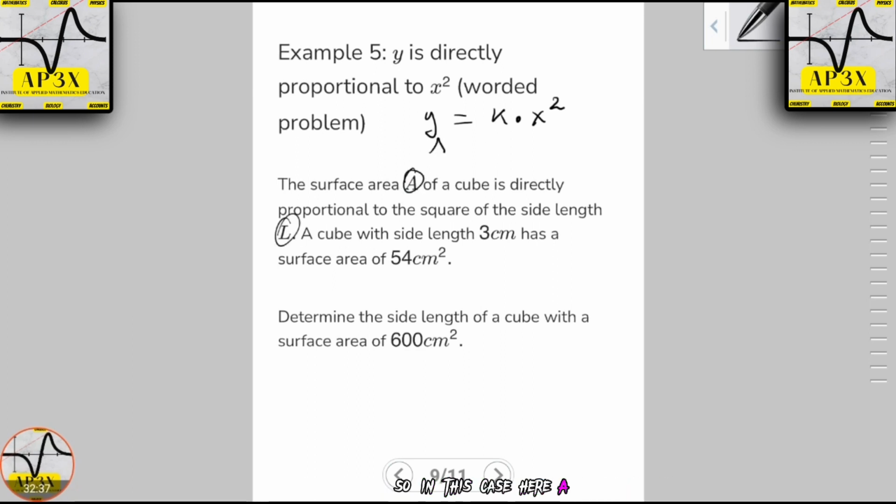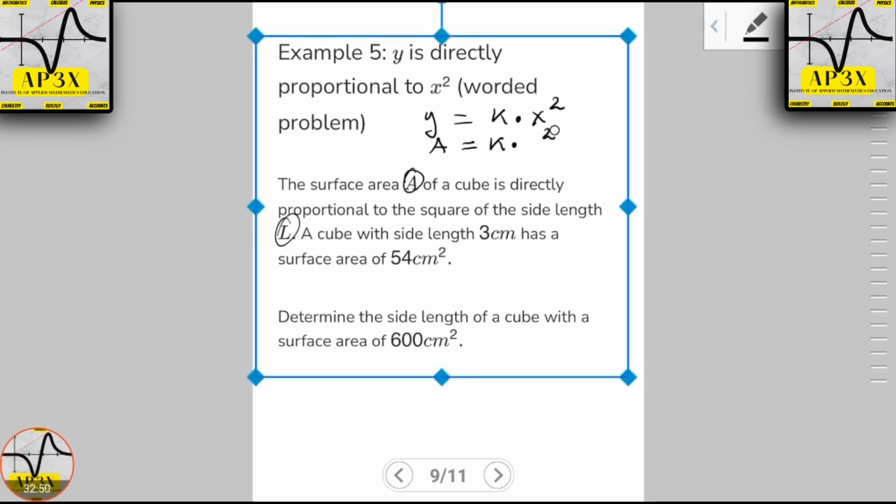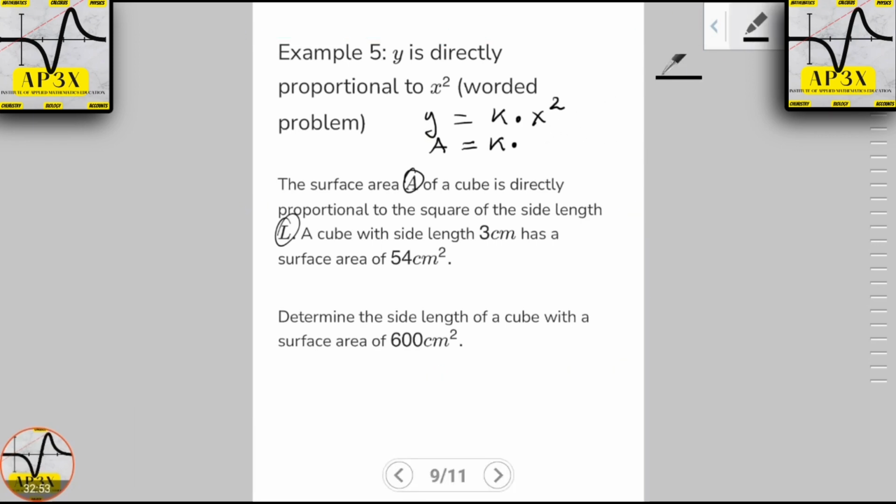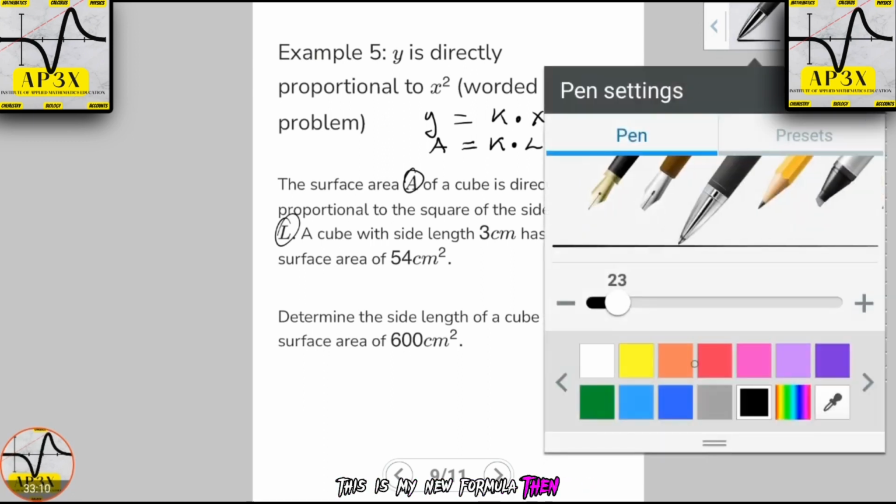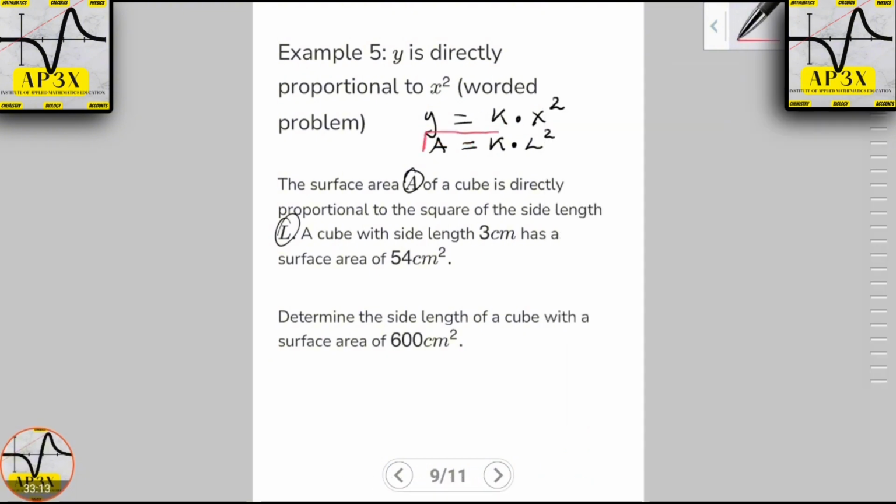So in this case here, A is going to be equal to K multiplied by L squared, because it's the square of the side length L. So it's the square of L. Okay. You guys don't necessarily have to write the actual letters. If you guys want, you can. But I kind of prefer to always use the variables that I'm looking at so I don't get confused. So this is my new formula, this is my adjusted formula.